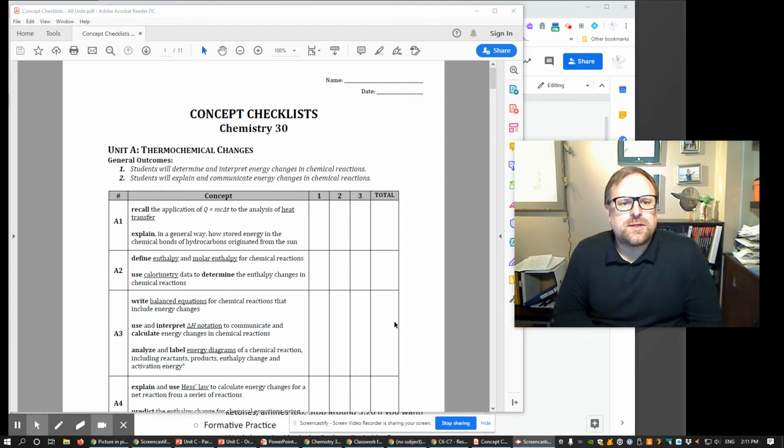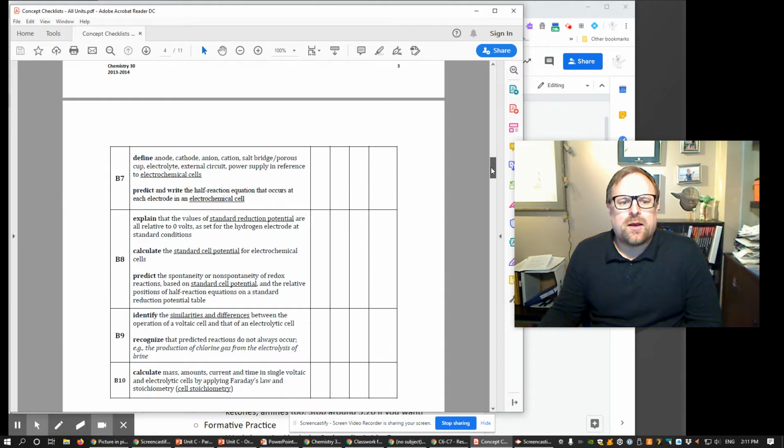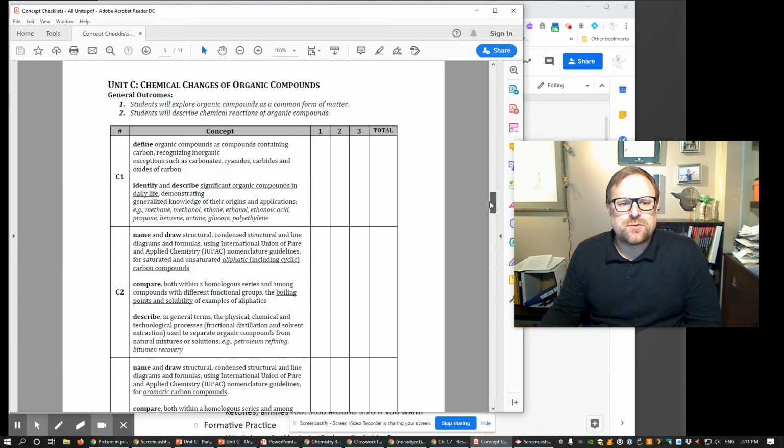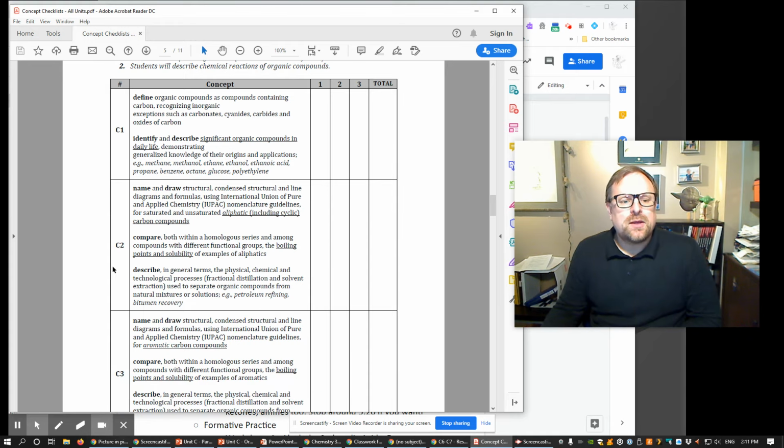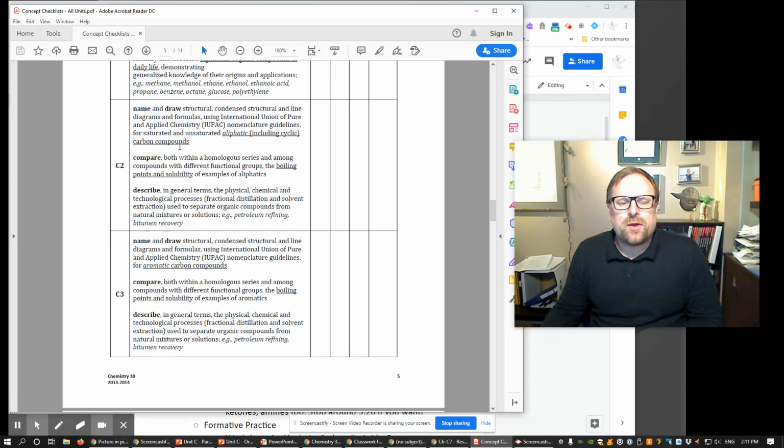This time we are continuing on with Unit C, pardon me, and we're working our way through organic chemistry. To this point in the unit, we have covered concept C1, which just had us identifying what sort of compounds are considered to be organic compounds and where we might find them in our daily lives. C2 had us dealing with simple alkanes, alkenes, and alkynes, how to name them, how to draw their IUPAC structures correctly, those kinds of things.